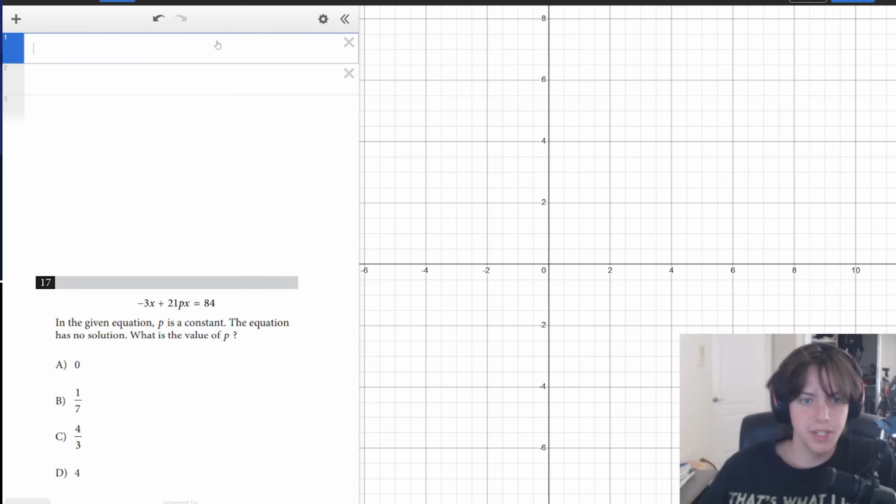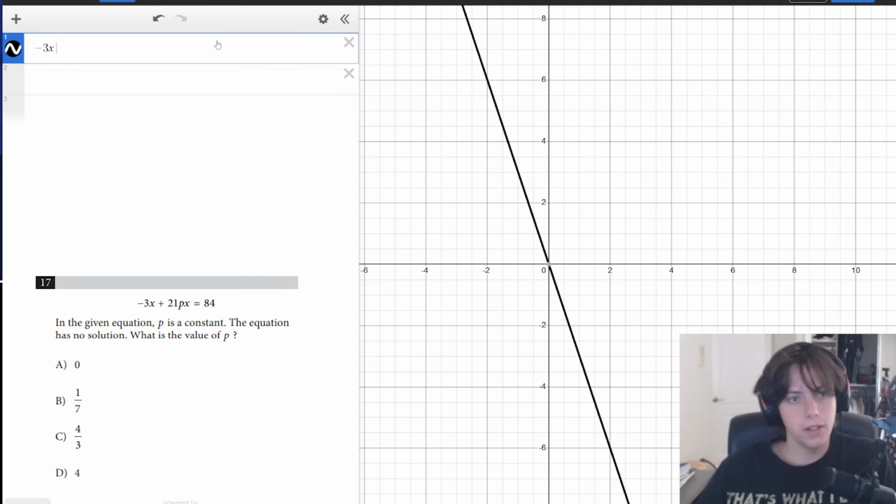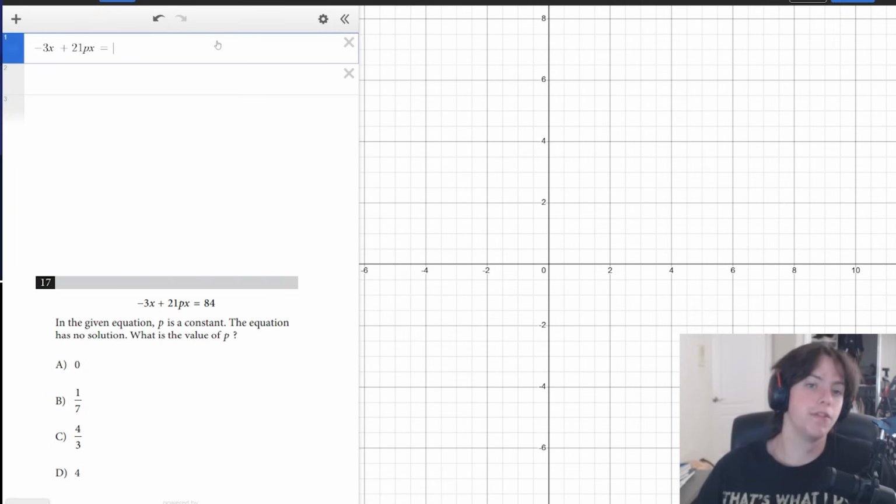Question number 17. In the given equation, p is a constant. The equation has no solution. What is the value of p? So negative 3x plus 21px equals 84. What we can quickly do is just factor this.